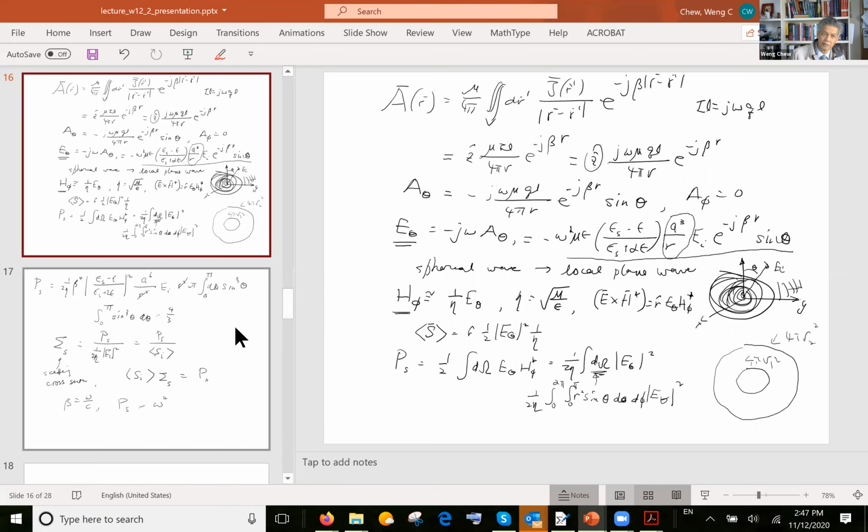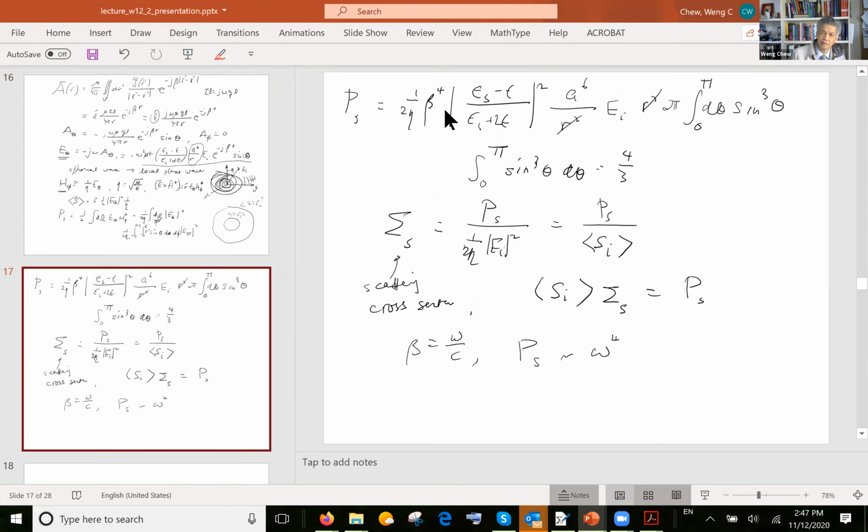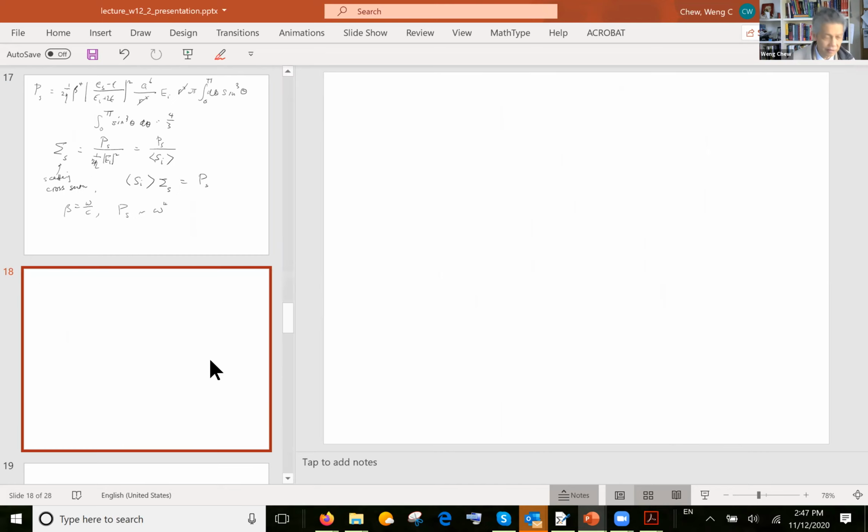Okay, that's why we have this beta to the 4th power dependence and omega 4th power dependence here. Okay, so let's go and explain why the sky is blue and why the sunset is red. What the scattering cross-section tells you is that the higher the frequency, the more the scattering. That is just from Rayleigh scattering. Okay, the higher the frequency, the more the scattering.